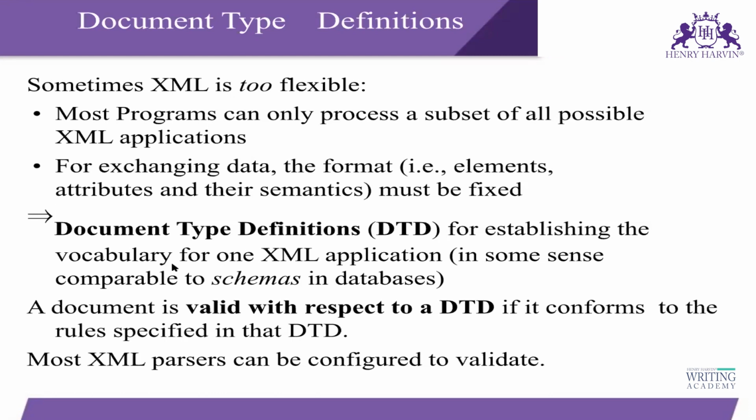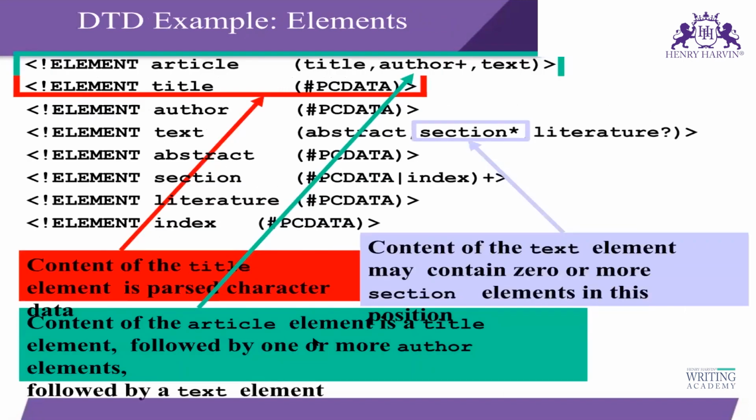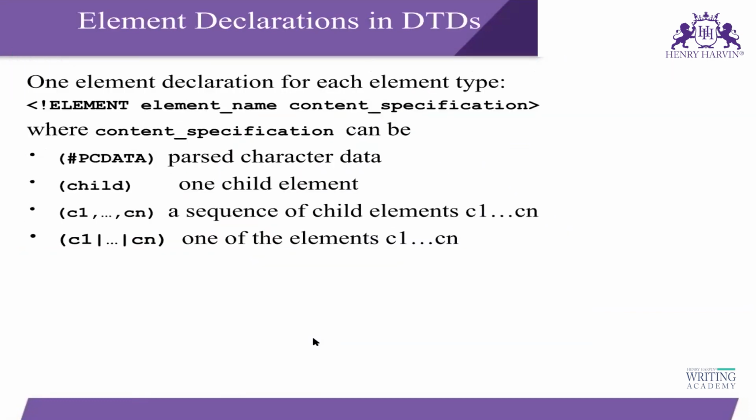Now see, these are certain things. One is DTD that I was telling you about. It was for establishing the vocabulary. Whatever definition you give inside, the term we use for that entire XML is DTD. A document is valid with respect to a DTD if it conforms to the rules specified. So if it matches the rules, only then it will be accepted. Now see, again, the content of the title. Here is the title content. Then in the green one, it is showing the elements, like an element is a title followed by one or more author elements. And then in the blue, it is showing the content. So this is how the structure goes.